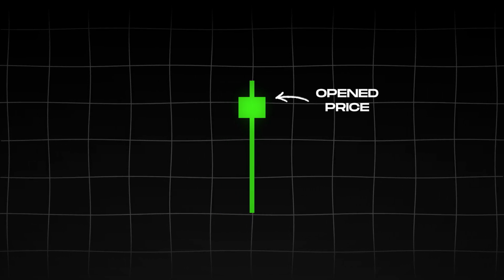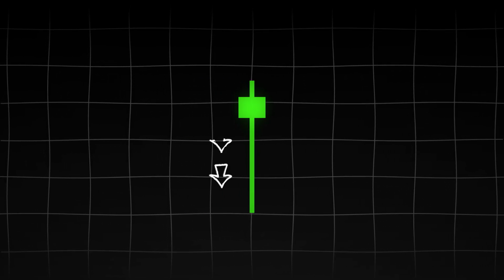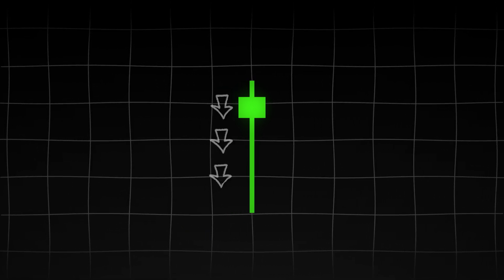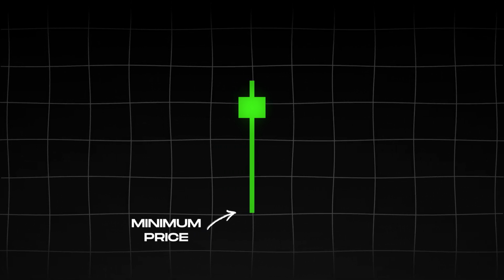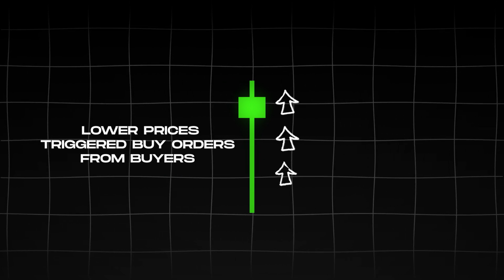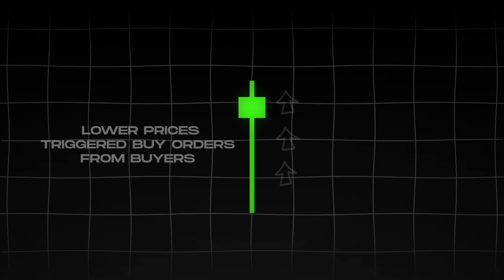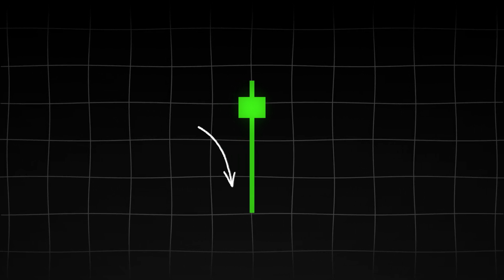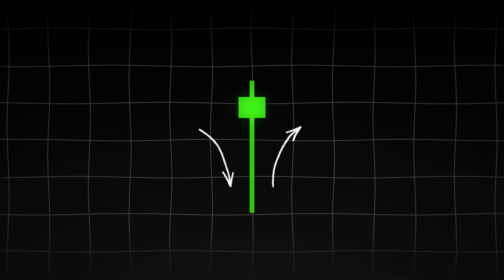The price opened around this area and sellers immediately tried to push the price down. They managed to lower the price, but at some point the lower price triggered buy orders from buyers, and buyers were significantly stronger than sellers, because although sellers tried to crash the price, buyers stepped in and pushed the price above its opening. How can this be useful in real life?